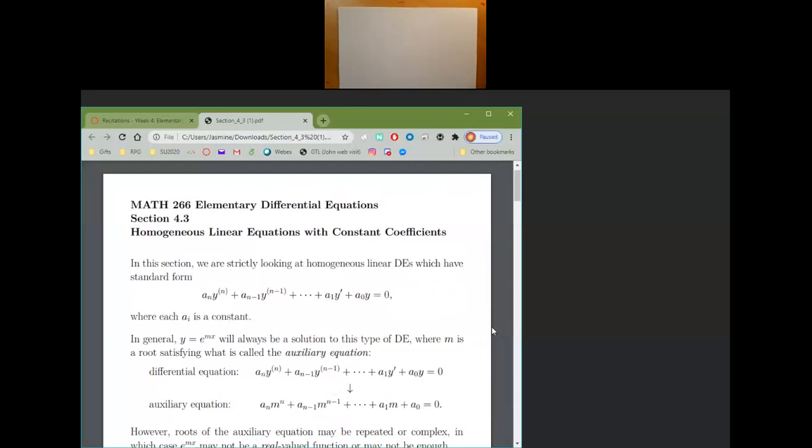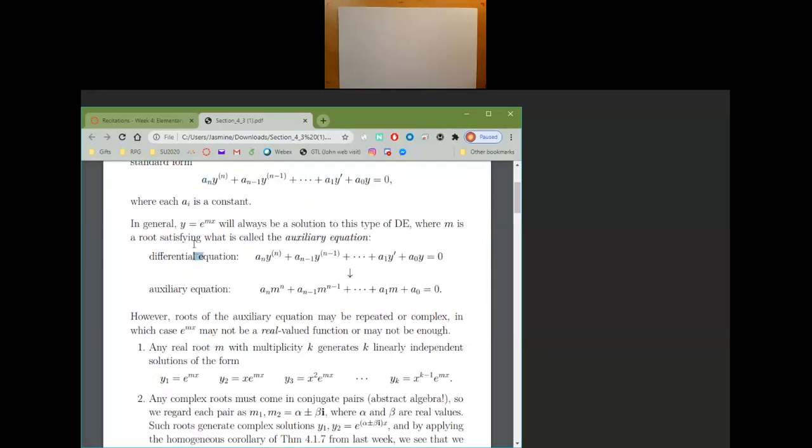But yes, so this section is specifically talking about homogeneous linear equations that have exclusively constant coefficients. So all of these a sub i of x are constant functions. In general, and Professor Lee mentioned this in his lecture, e to the mx will always be a solution to something like this, where m is a specific value. So you'll always have some solution of this form.